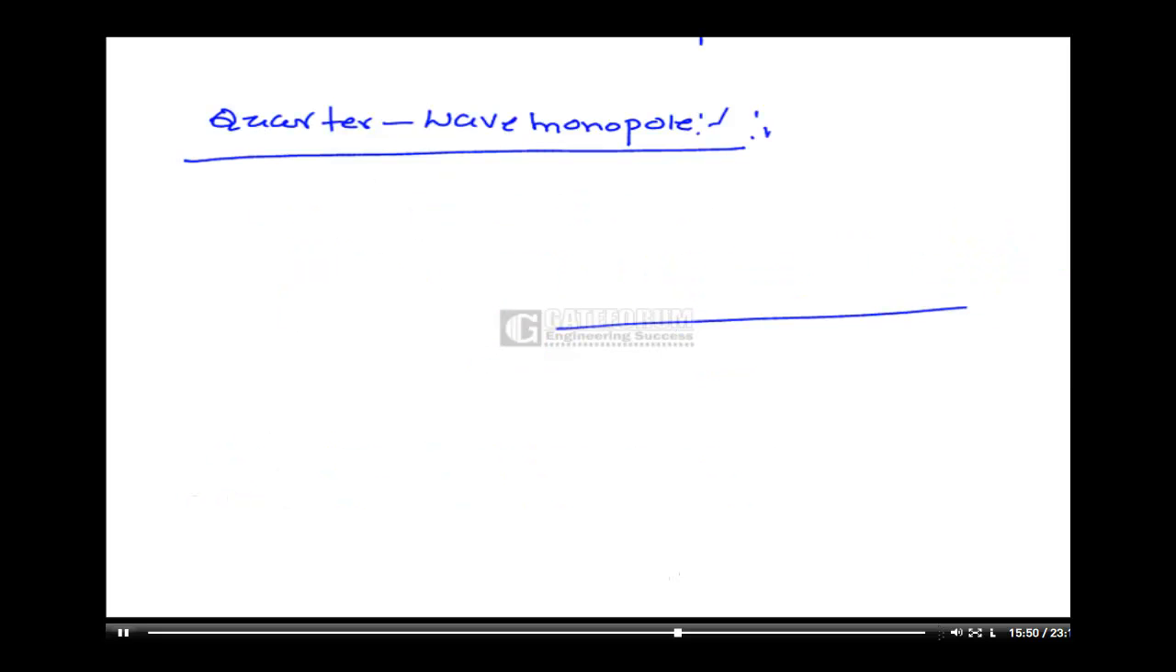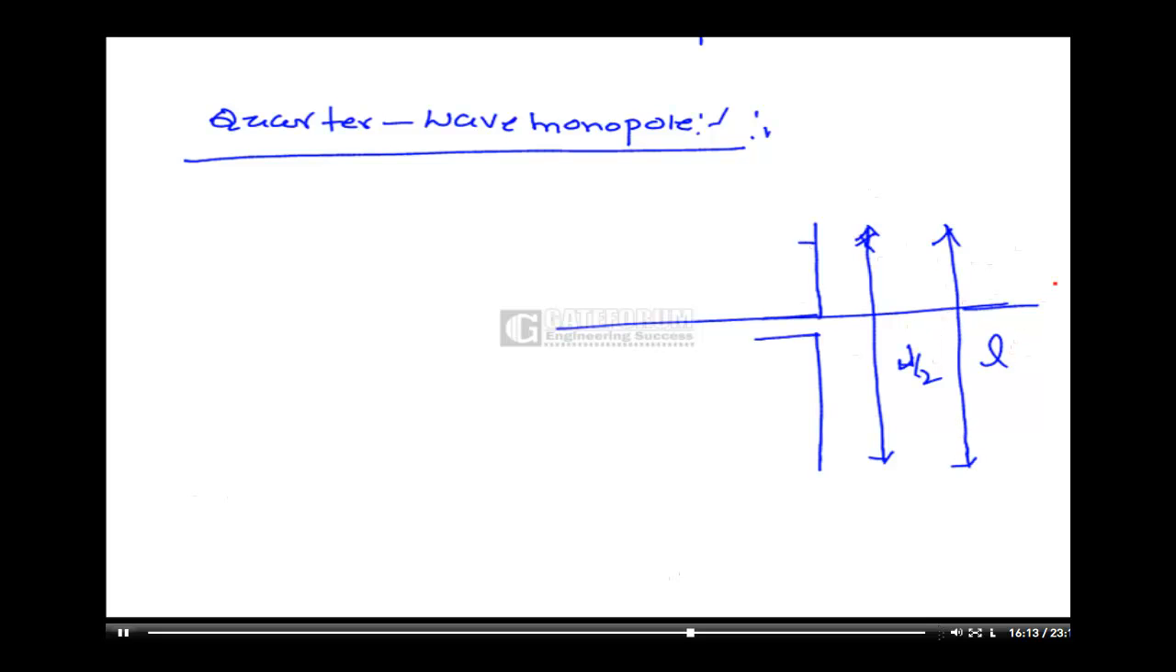Suppose this is a dipole I am considering, with total length L equal to lambda by 2. Now here I am considering an infinite ground plane.